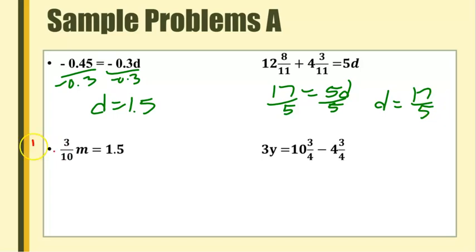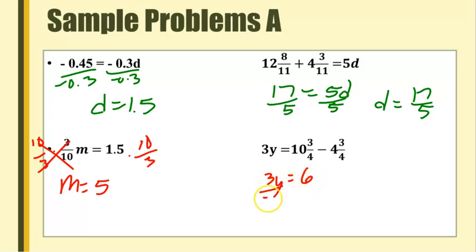Next, I need to multiply by 10/3 to get m by itself. Whatever I do on one side, I do on the other side, so multiply by 10/3. So we got 1.5 times 10 divided by 3 gives us 5. And this next one, 3/4 minus 3/4 is 0, so 10 minus 4 is 6. So I have 3y equals 6. Divide both sides by 3, and y is going to equal 2.